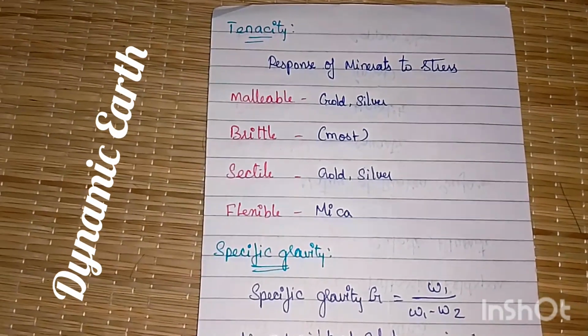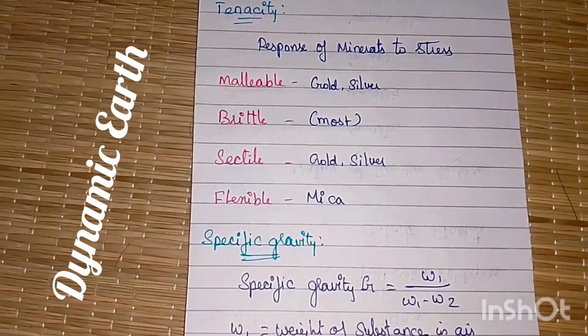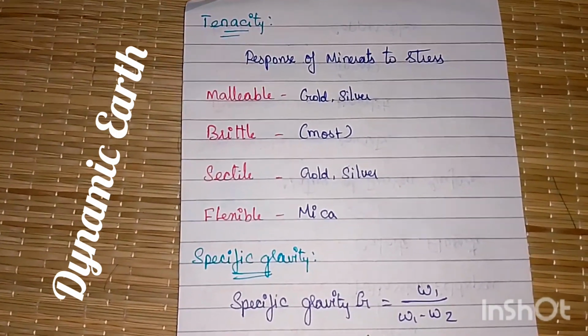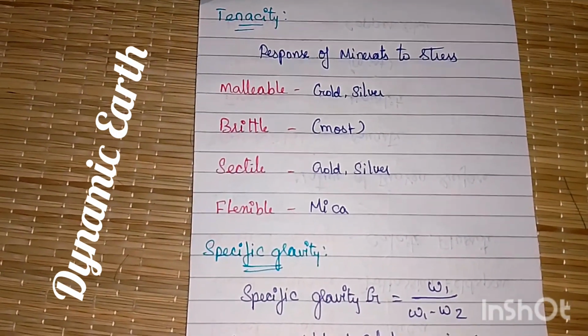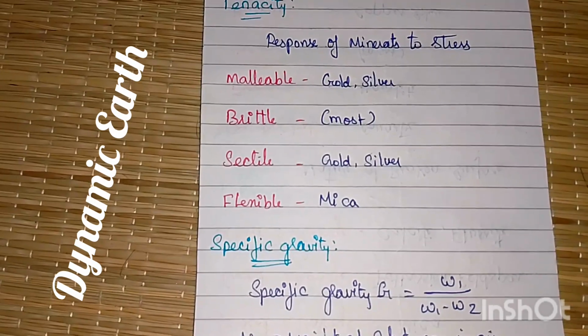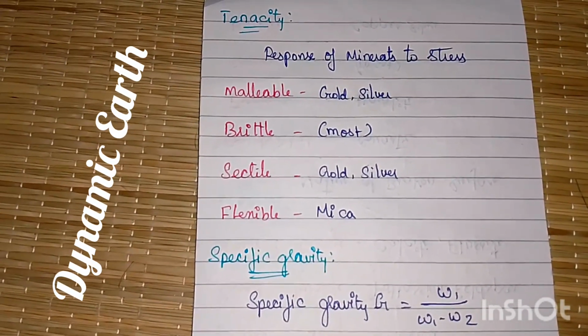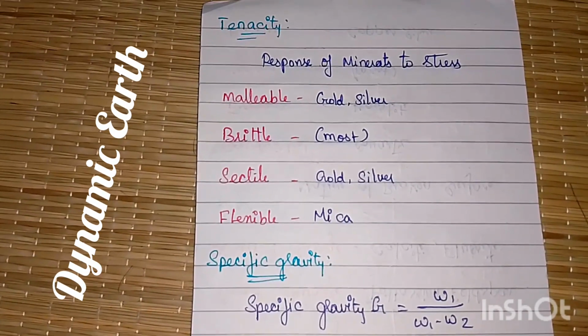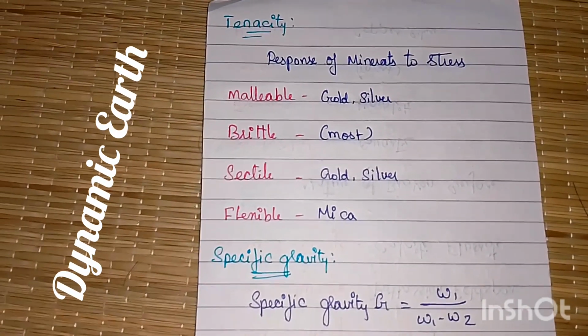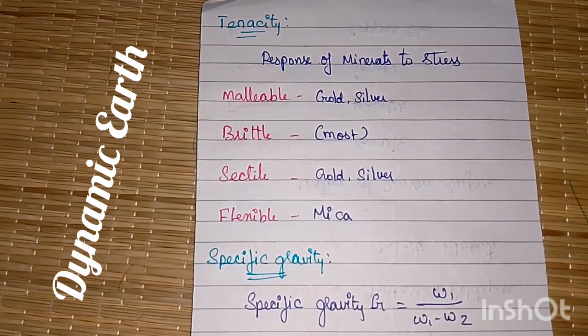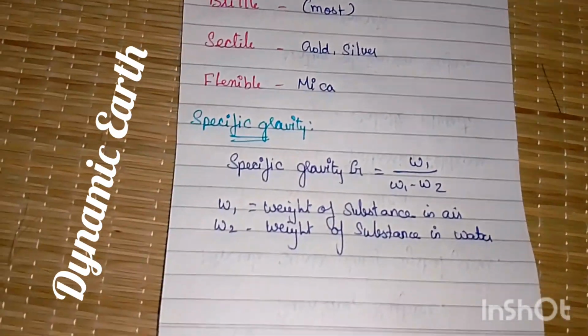Then tenacity. The response of a mineral to stress is called tenacity. We can characterize it as malleable, brittle, sectile, and flexible. Malleable examples are gold and silver. Brittle: most minerals are brittle, which means they can be broken easily. Sectile examples are gold and silver, and flexible is mica, which is flexible and can't be broken easily.